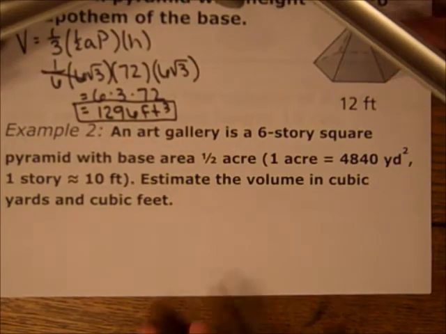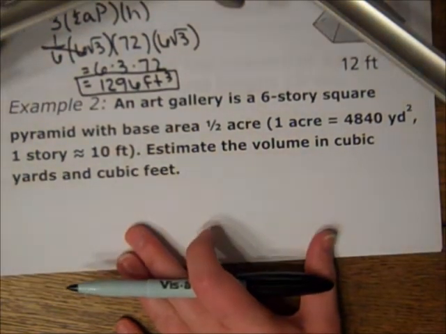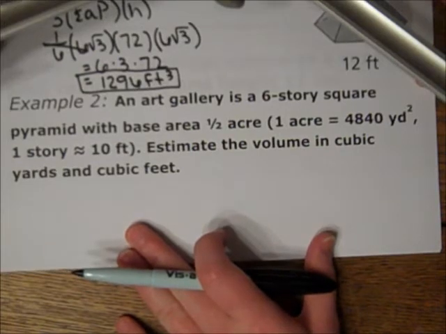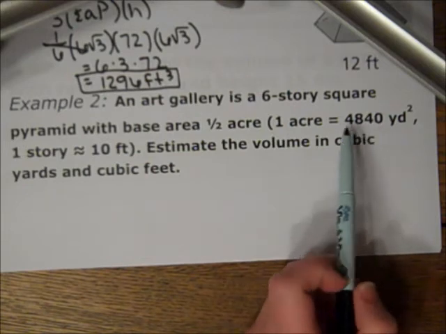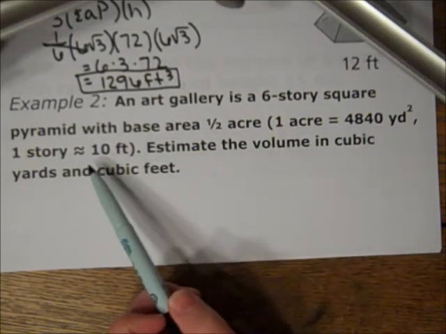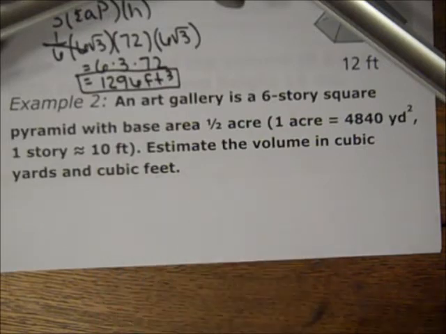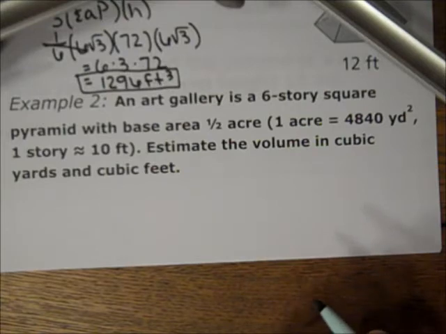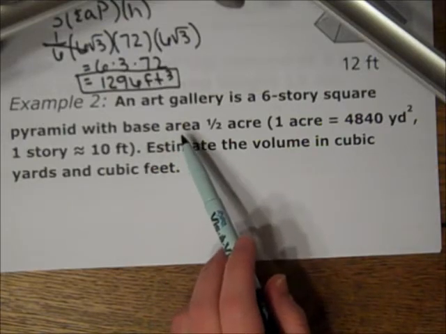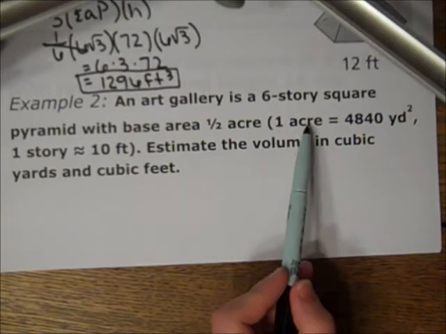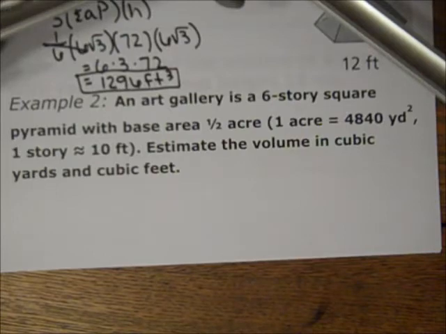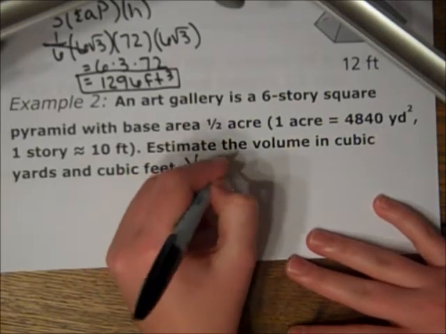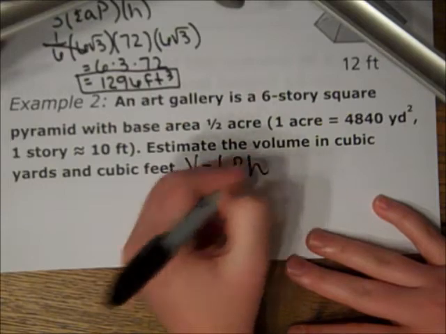All right. Word problem. An art gallery is a 6-story square pyramid with a base area of 1/2 acre, and an acre is 4840 yards squared, and 1 story is 10 feet tall. Estimate the volume in cubic yards and in cubic feet. Okay, so we have to be careful here because we have acres, yards, and feet, so we need to be careful with what we're doing here. Alright, so volume equals 1/3 base times height.